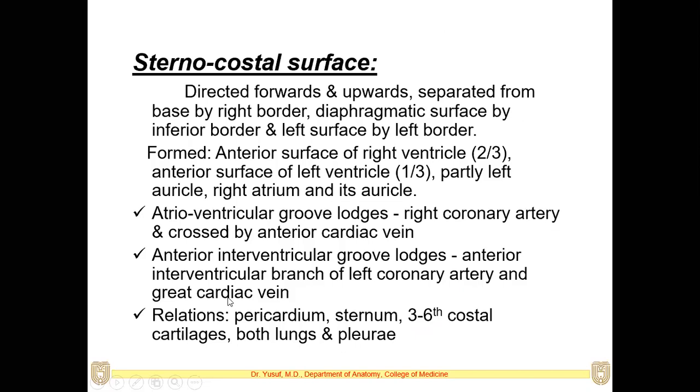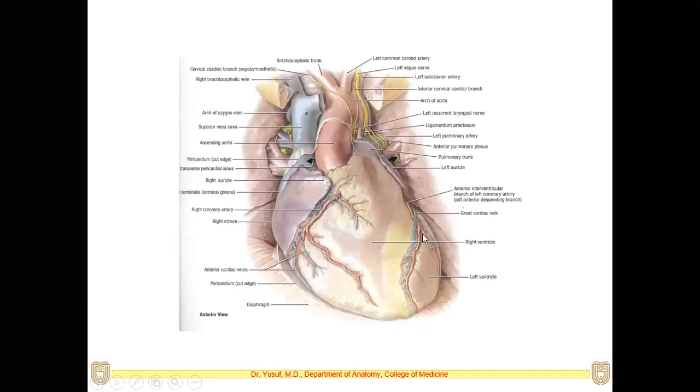Then coming to the relations, the anterior interventricular groove lodges the anterior interventricular branch of the left coronary artery and the great cardiac vein. Between the two ventricles, the right ventricle and the left ventricle, there is the anterior interventricular groove. Inter means between the two ventricles. This is the atrioventricular groove because it is between the atrium and ventricle, and this is the interventricular groove because it is between the two ventricles. Here you can see, as we have already seen, there is an artery running.